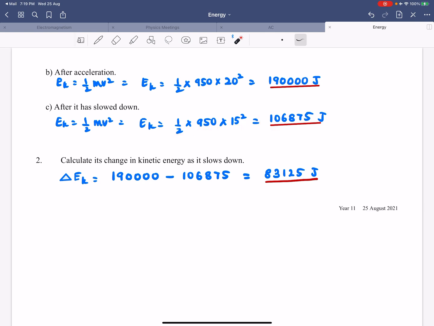So calculate the change in kinetic energy as it slows down. Change means difference, one minus the other, and this delta stands for change in. So this one number minus the other number, and there's your answer.